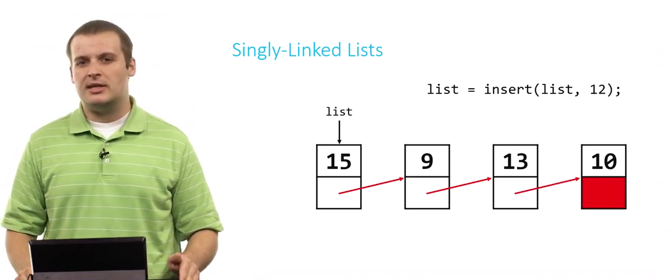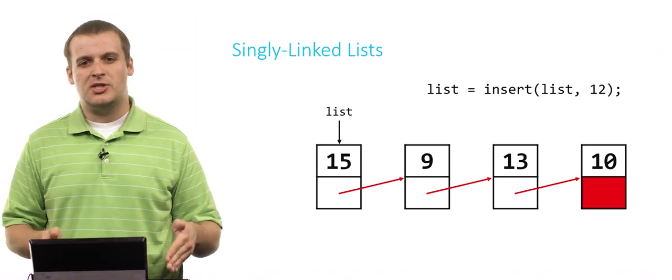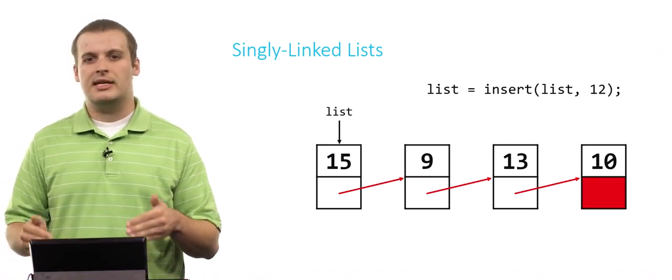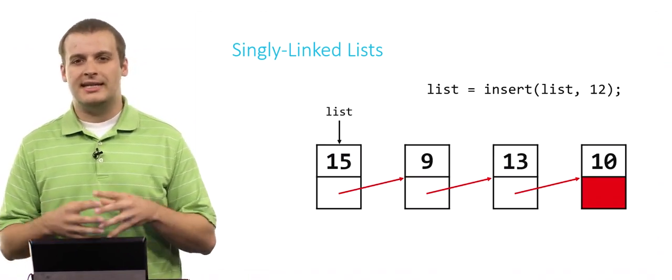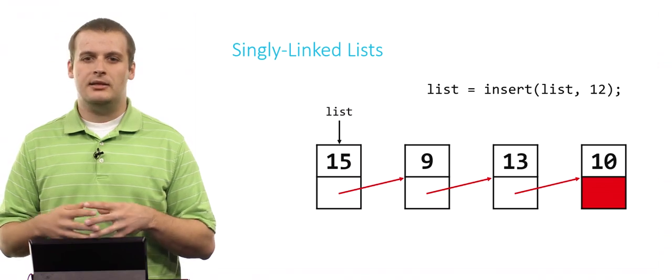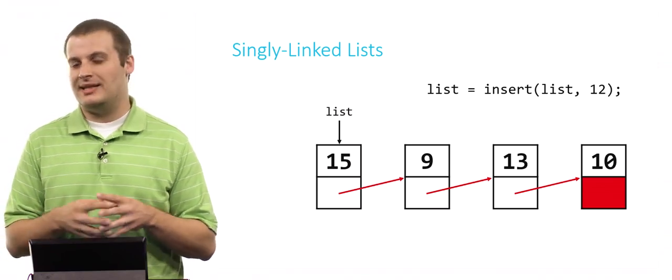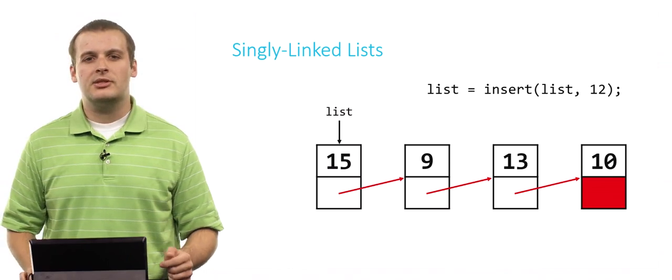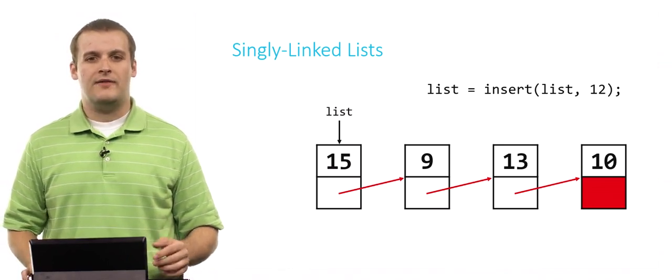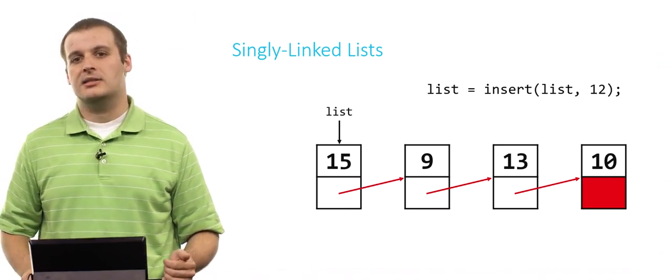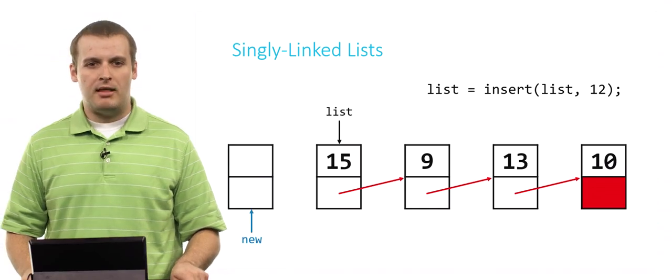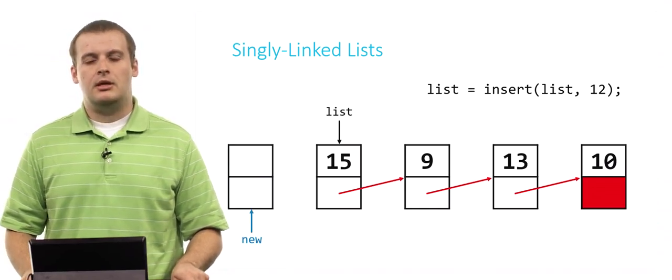It consists of 4 elements: a node containing 15, which points to a node containing 9, which points to a node containing 13, which points to a node containing 10, which has the null pointer as its next pointer, so that's the end of the list. So if we want to insert a new node with the value 12 at the beginning of this list, what do we do? Well, first we malloc space for the node, and then we put 12 in there.